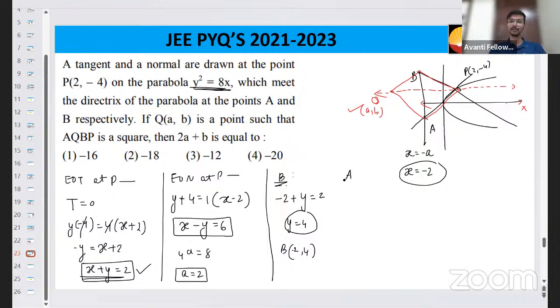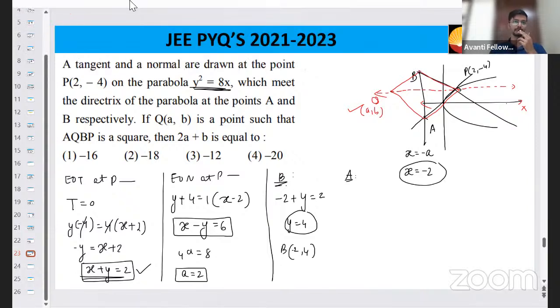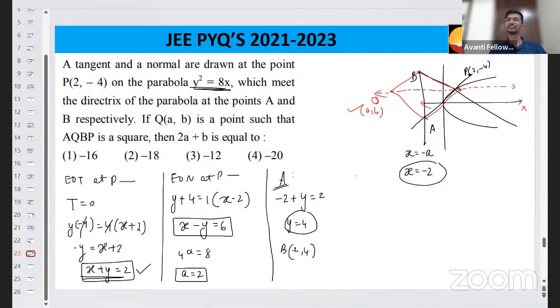Now similarly, point A is the point of intersection of normal and... sorry, I think we made a mistake. Point A is the tangent... for point B, just a second. This is point A. Okay. Point A is the point of intersection of tangent and directrix, right?